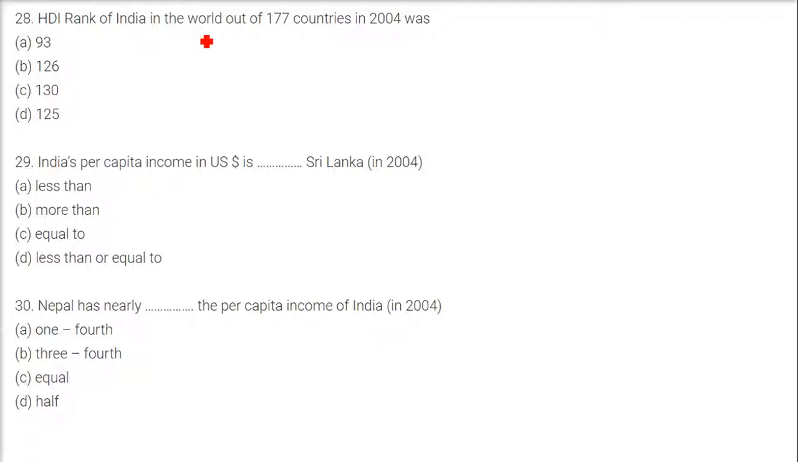HDI rank of India in the world out of 177 countries in 2004 was 126. India's per capita income in US dollars is dash Sri Lanka, that is less than Sri Lanka in 2004. So 29 will go with the less than. Nepal has nearly dash the per capita income of India. The answer is, it's half the per capita income of India.